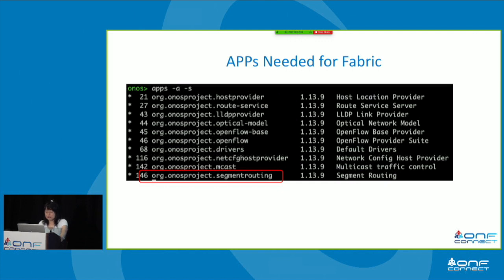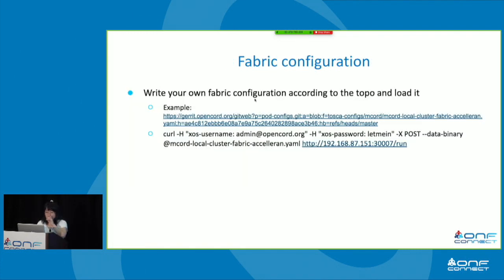Then for the Fabric, we need an application we call segment routing. And of course, it also depends on other applications like the host provider, OpenFlow, and the other applications here. And for the configuration, we also have examples of how to configure, because each use case or scenario may have its own topology, and you want to configure your network according to your own topology. So you can write down your own configurations. Here we have examples. After you write your own configuration, you just use a command line pushing the YAML file to our XOS. Then everything is done.